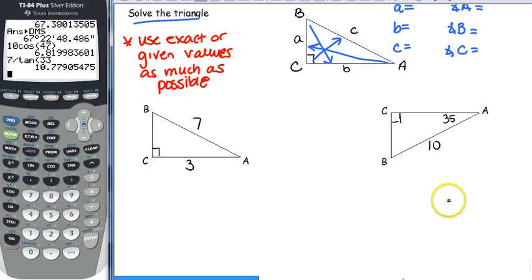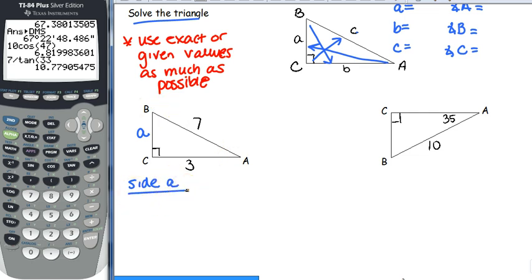So let's go ahead and look at our first triangle. We have angle A, which means we are missing side A. We are given side B. We are given side C. And we have one 90-degree angle. So if we write out all of our information, what we're missing is side A, angle A, and angle B.